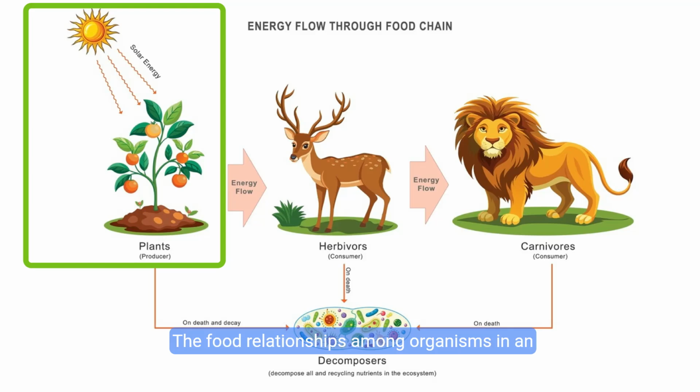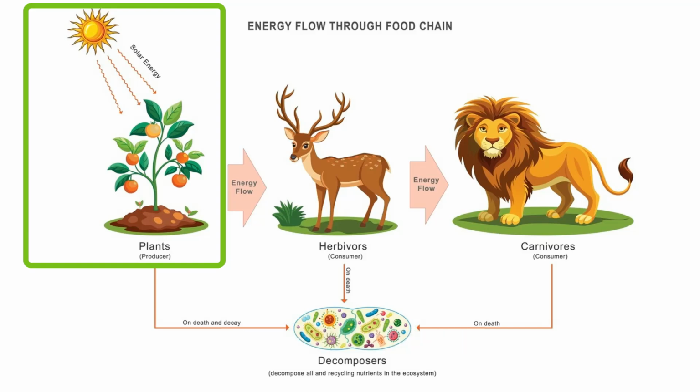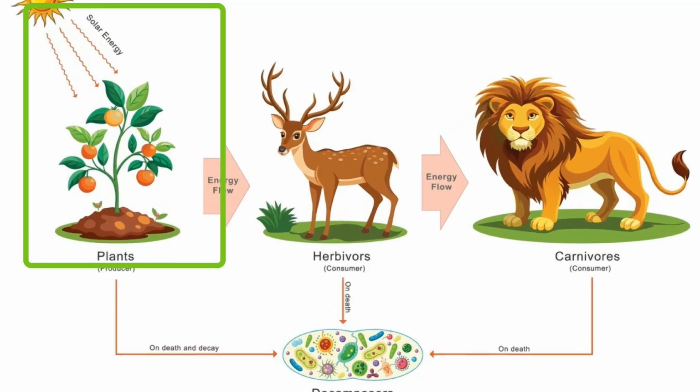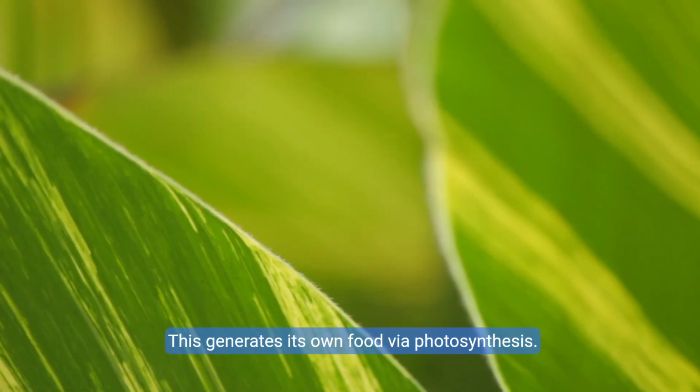The food relationships among organisms in an ecosystem are defined as food chains and food webs. The first link in the food chain is a producer, such as a plant or a protist. This generates its own food via photosynthesis.